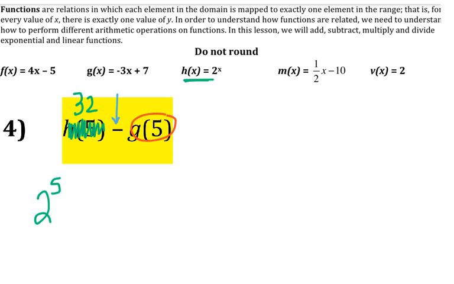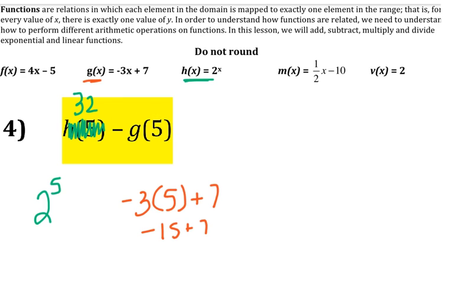And then the g of 5, that's going to use my g of x, so I'm going to say negative 3 times 5 plus 7. So that's negative 15 plus 7, which is negative 8. So what I'm going to do right here is write negative 8, and I've got 32 minus negative 8.